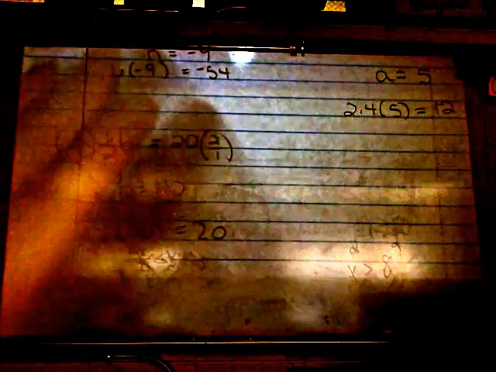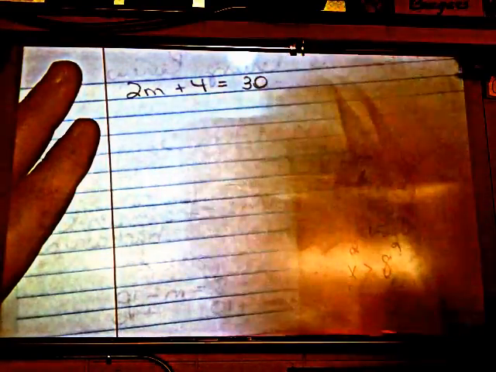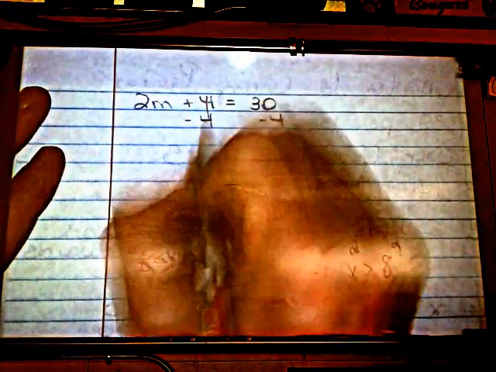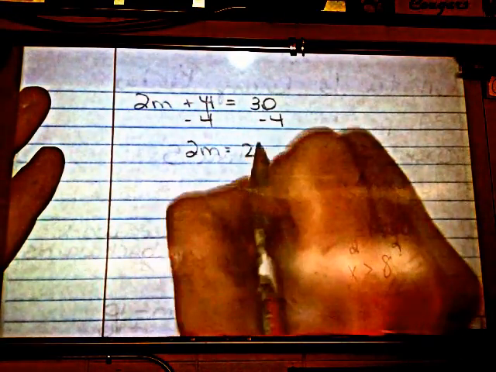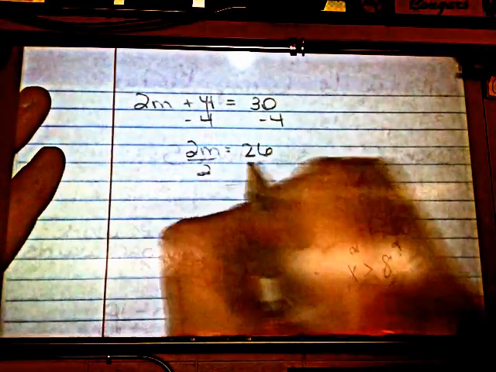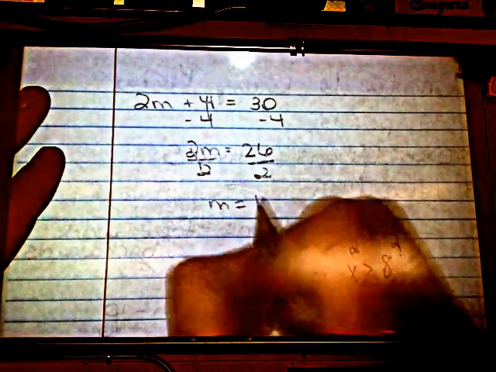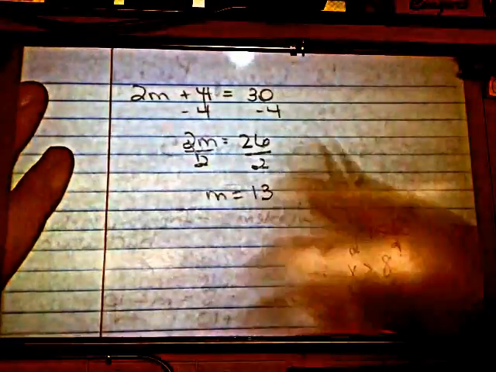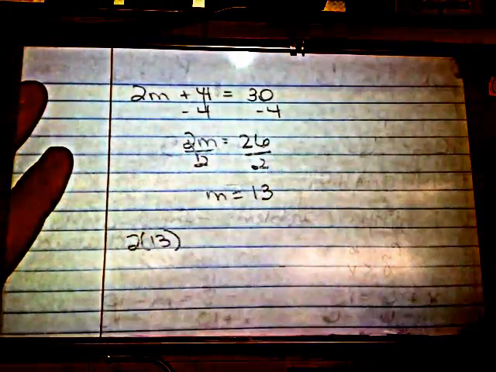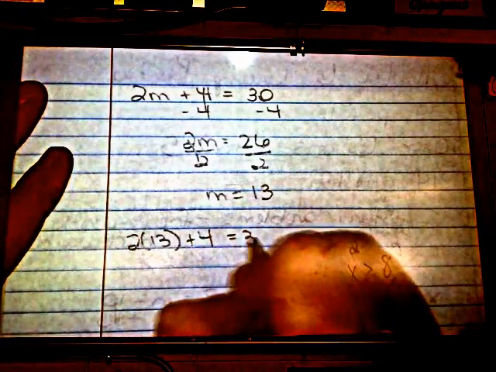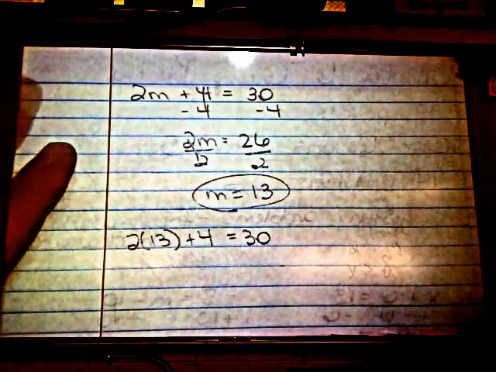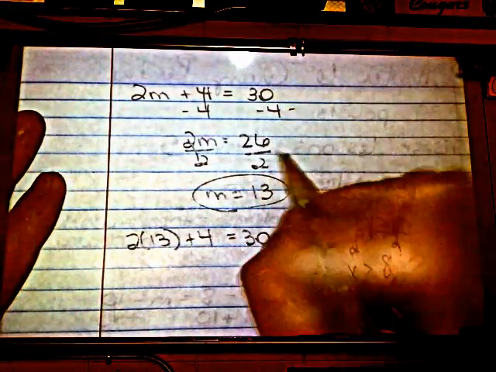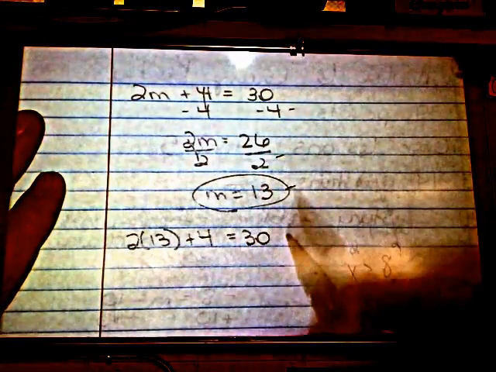You will have a couple two-step equations. So let's talk about a two-step equation real quick. 2m plus 4 equals 30. Okay, so the first thing that I would do is subtract 4 on both sides. So 2m is going to equal 26. Then I'm going to divide both sides by 2. And m should equal 13. Now I need to go back and check my solution. 2 times 13, that's 26. Plus 4 does give me 30. Now, when you get to those, they will be worth 4 points. So you get a point here, a point here, a point here, and a point there.